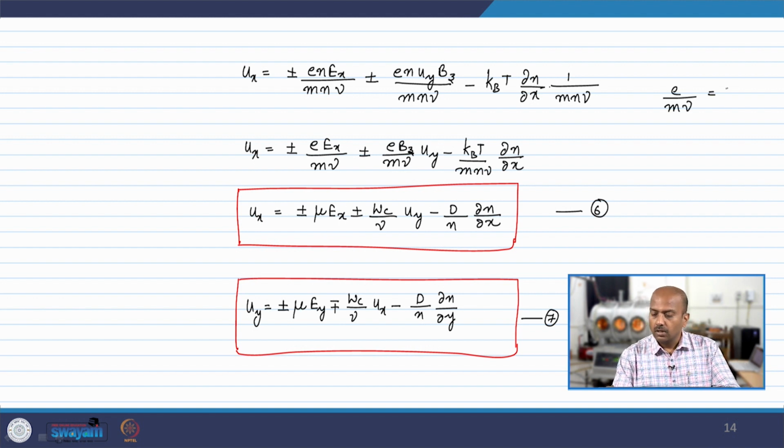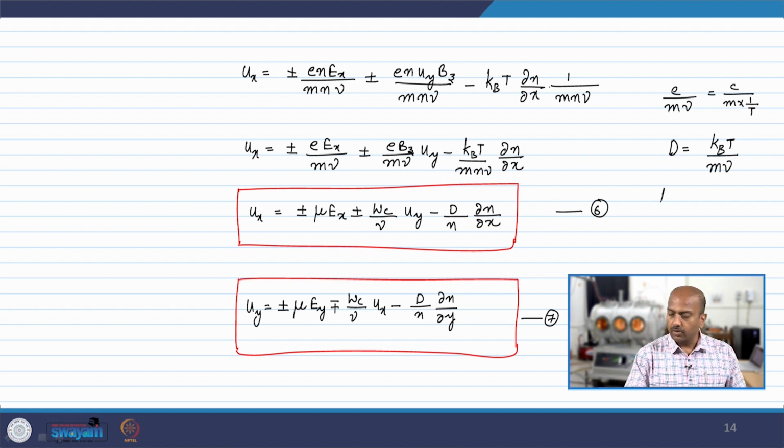So, this is charge by mass into 1 by time, collisional frequency, and diffusion coefficient is kBT, energy, by m nu, and for reference omega c is EB by m or QB by m. This is the cyclotron frequency, not the collision frequency. This is the cyclotron or gyration frequency.